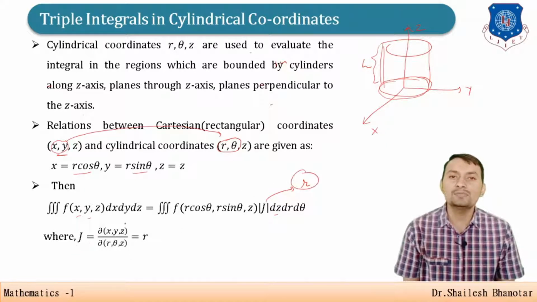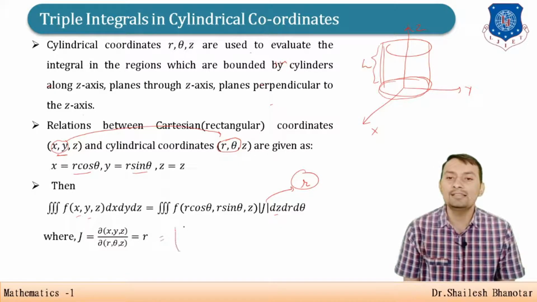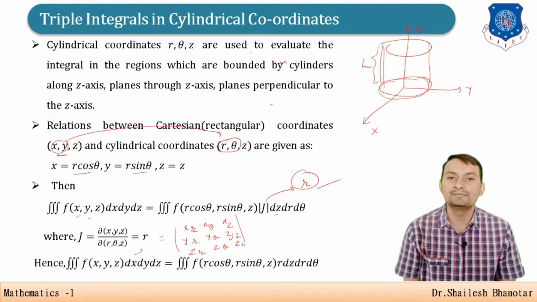So when you assume this one Jacobian, we will simply keep in mind that we are going to transform x, y, z to r, theta and z. So you can write the determinant: x_r, x_theta, x_z, y_r, y_theta, y_z, and z_r, z_theta, z_z. So whenever you simplify, definitely you will get r.